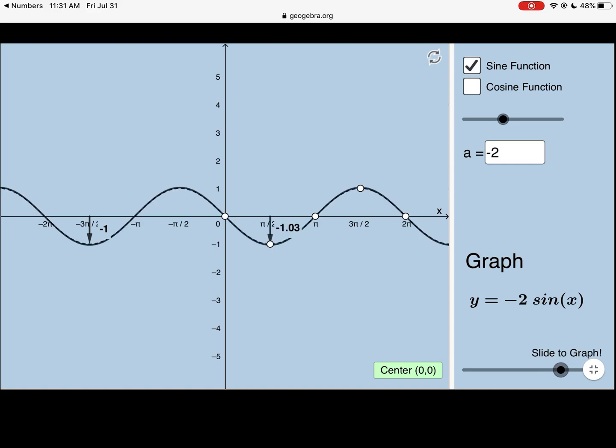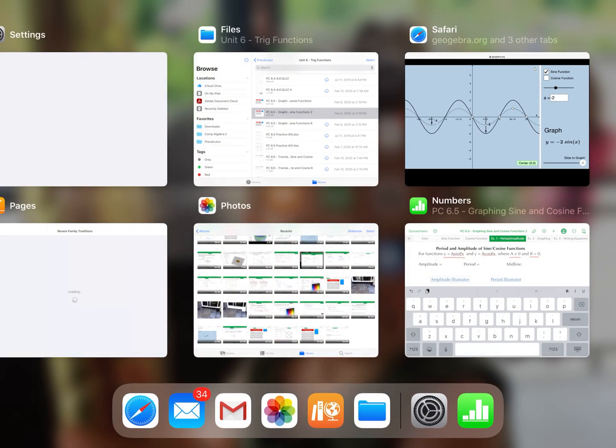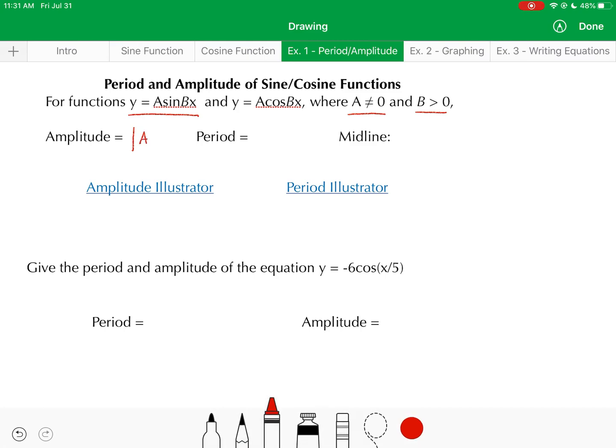Y equals -2 sine of x. Now you're going to be traveling 2 units down from the midline to get to a low point. I'd say the amplitude here is +2, okay? So in general, we're going to say that the amplitude of our curve is going to equal the absolute value of whatever a is, okay?